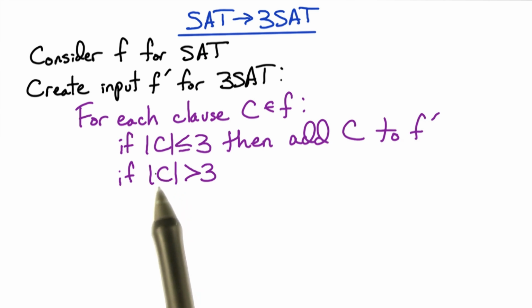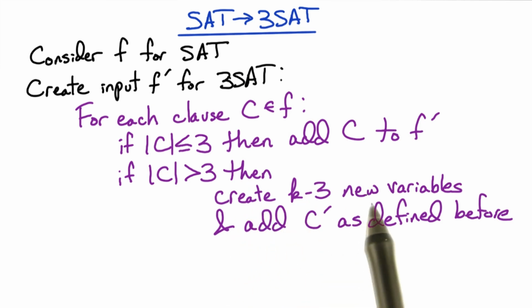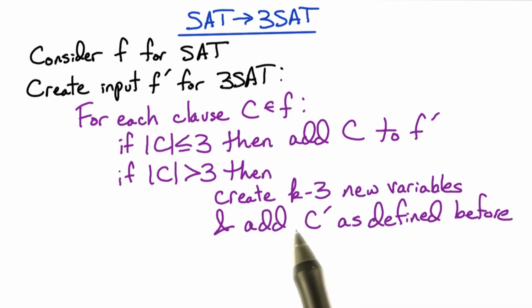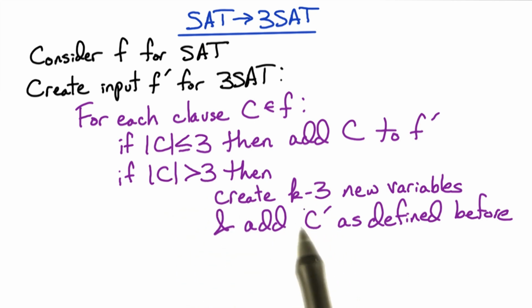Now what if C contains more than 3 literals? Then we have to use our previous construction. In this case, we create k minus 3 new variables, as we said before, and we replace C by this new formula C prime, this sequence of k minus 2 clauses, as we defined before. So, small clauses stay the same, big clauses are replaced by k minus 2 new clauses, as we defined before.